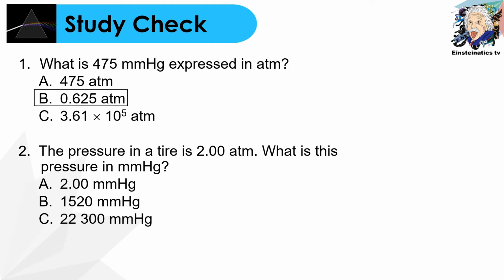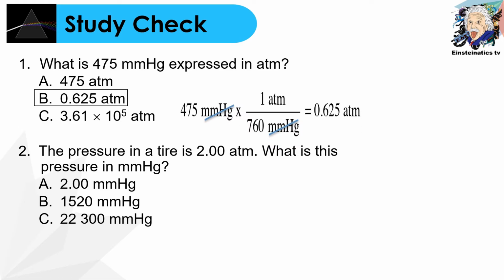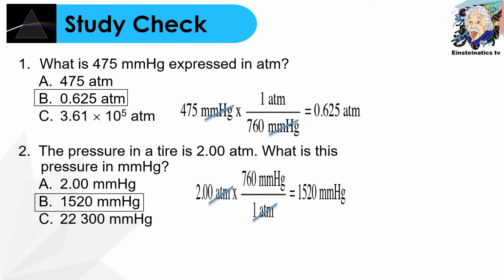So paano nga ba nakuha yon? So by applying the formula that was given earlier, so ito yung sagot. Yung 475, which is the given unit, multiplied by the desired unit, which is yung atmosphere, divided by the value of the given unit, which is 760 millimeters of mercury. Cancel out yung magkaparehong unit. Then, you are going to multiply 475 by 1 and divide it by 760. So, the answer is 0.625 atmosphere. Now, for number 2 naman, convert 2 atmosphere to millimeters of mercury. So, this is the reverse. Correct answer is letter B. And ito po yung solution.